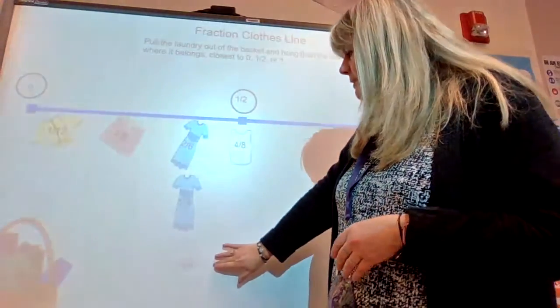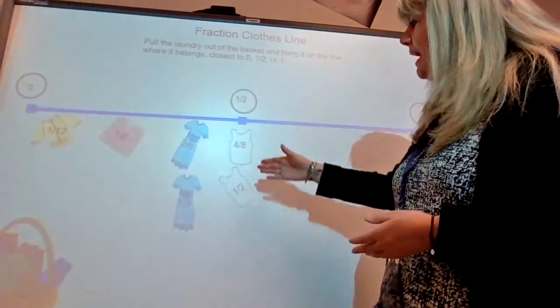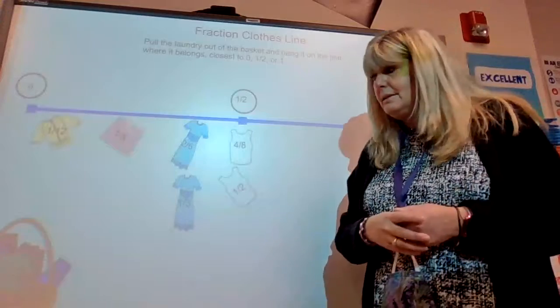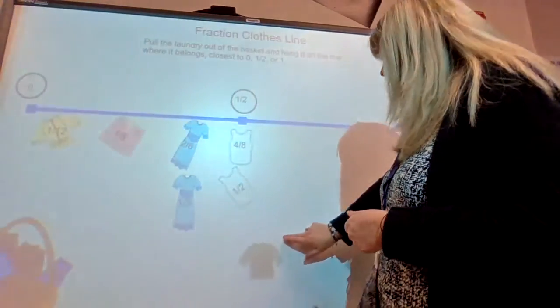Okay, here's a lovely little t-shirt that has 1/2 on it. Well, we know that it goes right under the 1/2, and obviously 1/2 is equivalent to 4/8. Let's go on. Up here is 11/12.